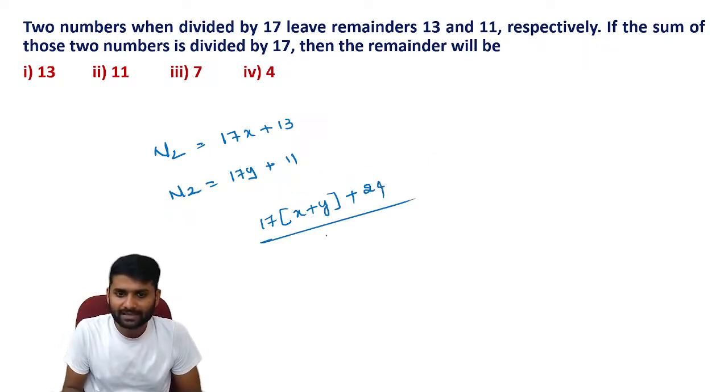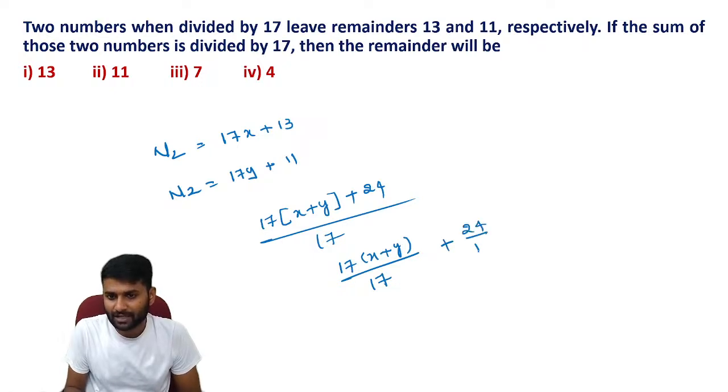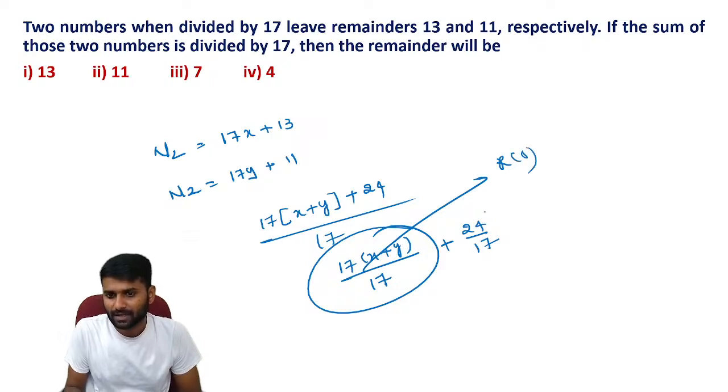Now here 17 times x plus y is exactly divided by 17. What about the remainder? See, 17 times x plus y divided by 17 gives remainder 0, and 24 divided by 17. If 24 is divided by 17, the remainder is exactly equal to 7.